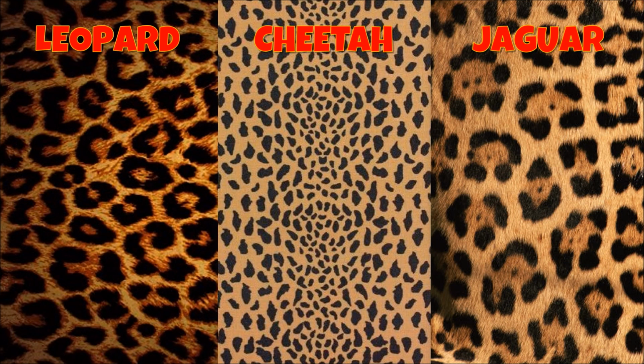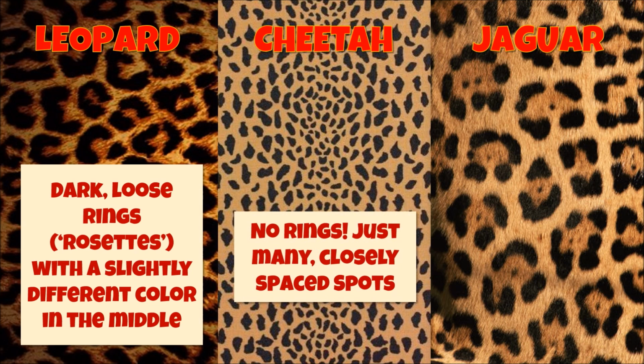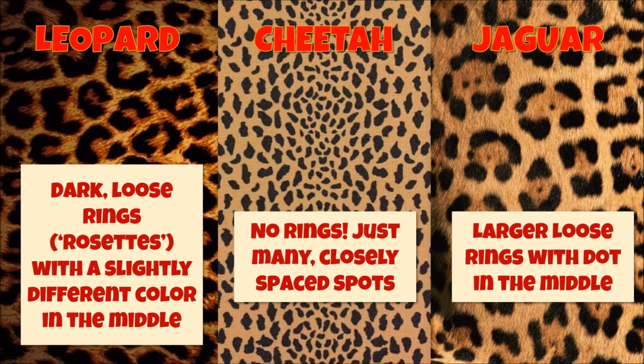So let's take our three prints. Leopard, dark loose rings that are known as rosettes with a slightly different color in the middle. Cheetah, no rings at all, just many closely spaced spots. And jaguar, larger loose rings with a dot or two in the middle. Leopard, cheetah, and jaguar. But let's take this a step further, because animal prints aren't always in animal colors, are they?